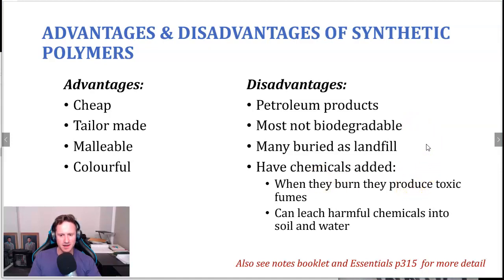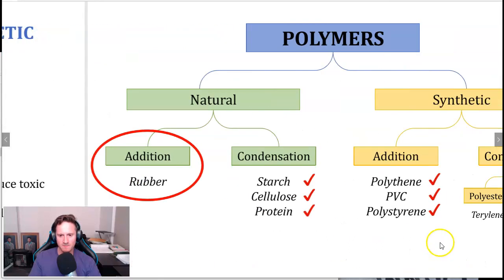They have chemicals added as well in order to add to their properties. So these chemicals that are added, when they burn, they produce toxic fumes, so that's not very good, and they can leach harmful chemicals into soil and water. So over time, those chemicals can be leached out of the plastics, and it can affect the aquatic environment.